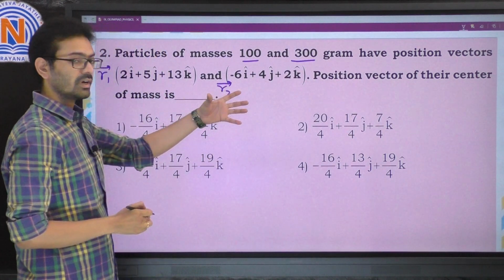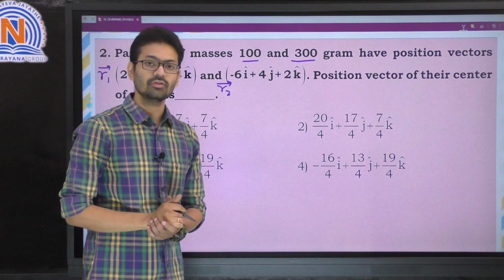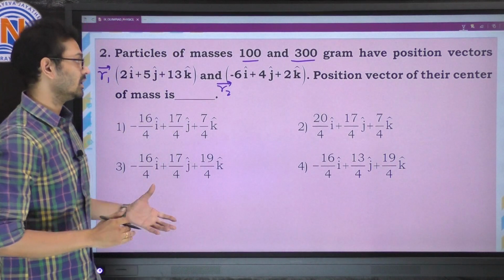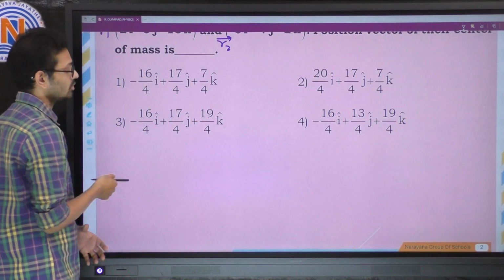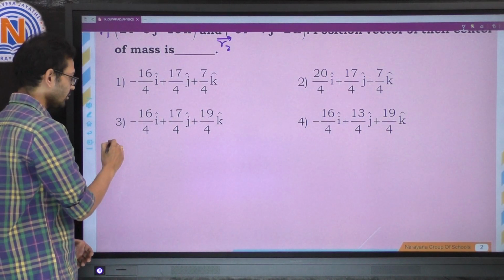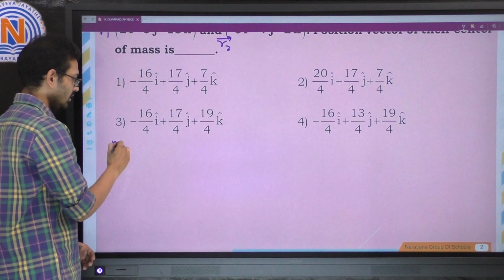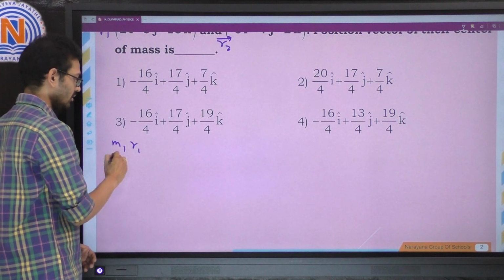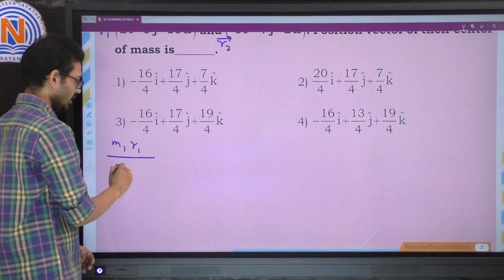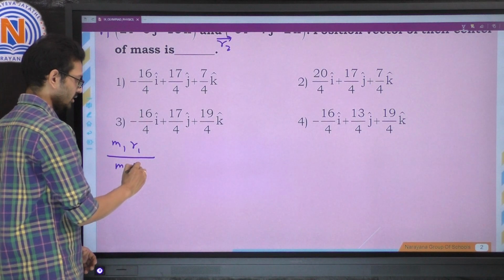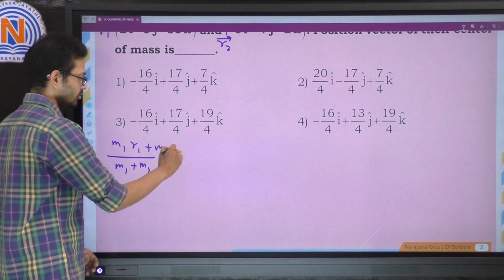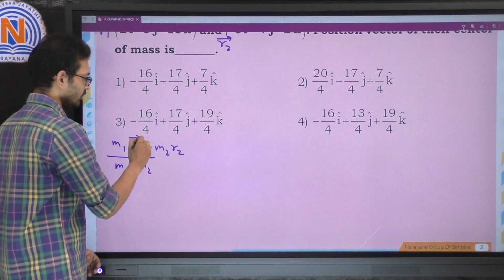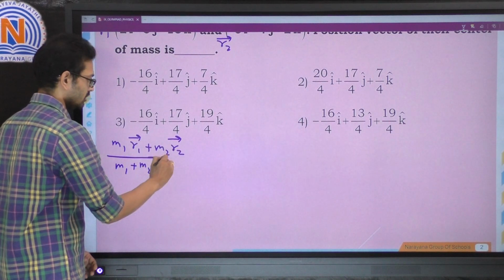Now if you want to find this kind of problem, then you have to use this kind of solution. Your formula will be (M1 R1 + M2 R2) / (M1 + M2), with R1 bar and R2 bar.